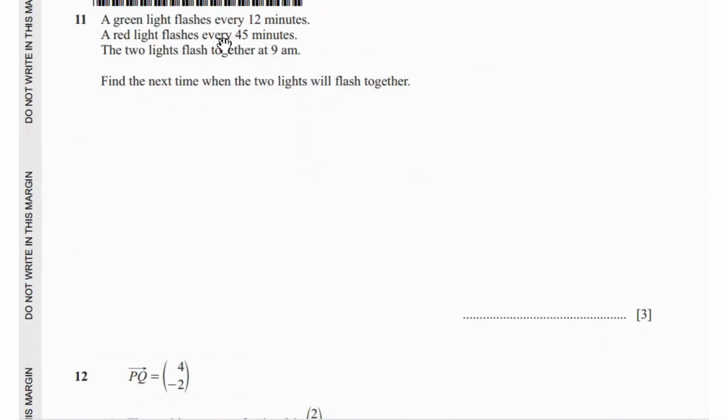Then a green light flashes every 12 minutes. A red light flashes every 45 minutes. The two lights flash together at 9 a.m. Find the next time when the two lights will flash together. So for this, you need to find the LCM of 12 and 45. So you can use the factor tree method or the division method, whichever is easy for you to understand. If we use the division method, we're going to find a number that divides both 12 and 45 if possible. So we know 12 and 45 both come in the 3 times table.